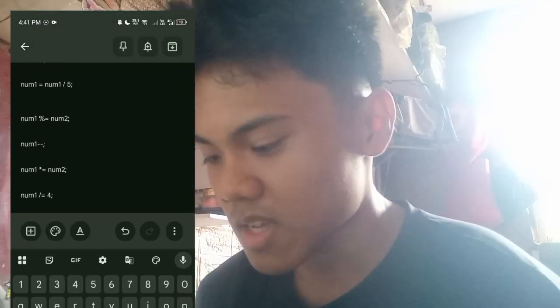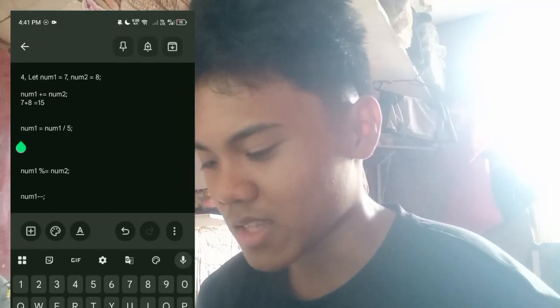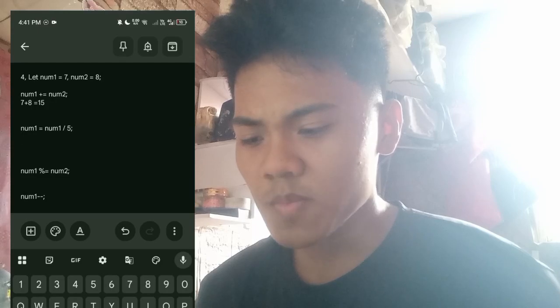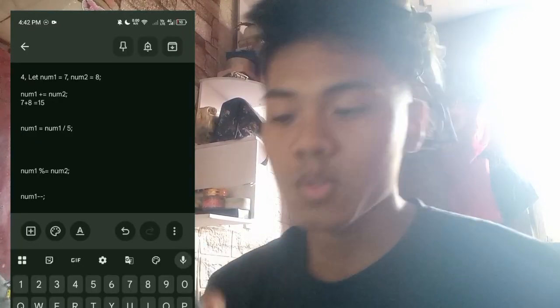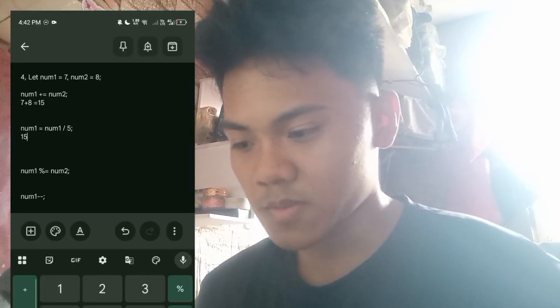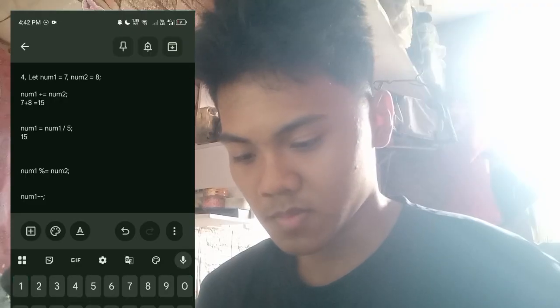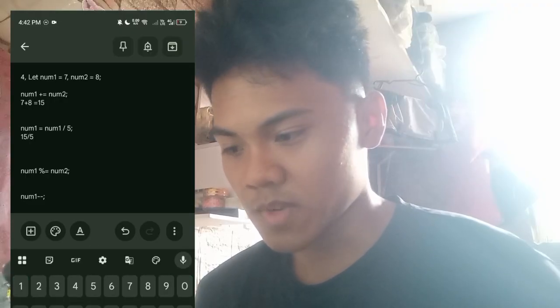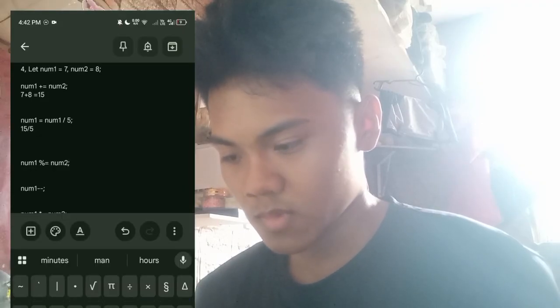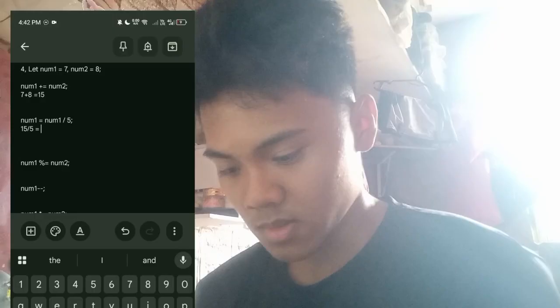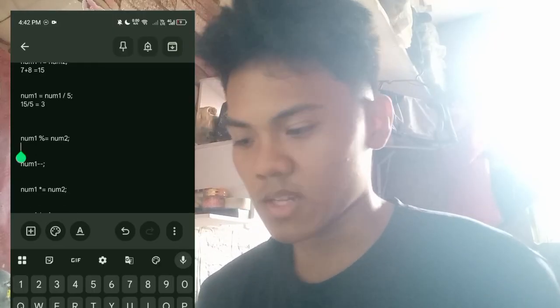Then the second step is num1 equals num1 slash 5. This just means division. Basically, you will divide num1 by 5. What I meant is you will divide 15 by 5. It goes like this: 15 divided by 5 equals 3.